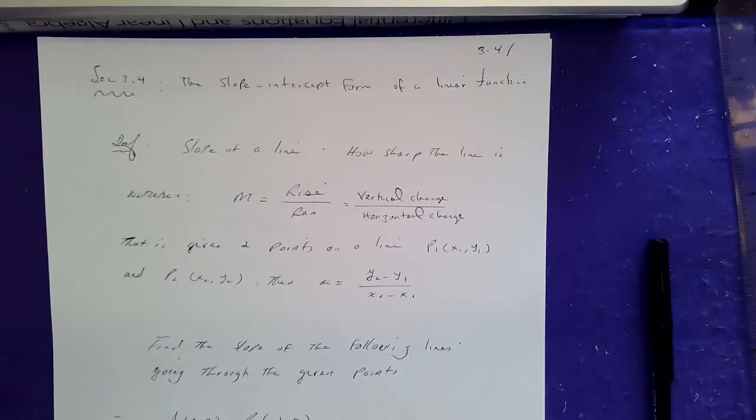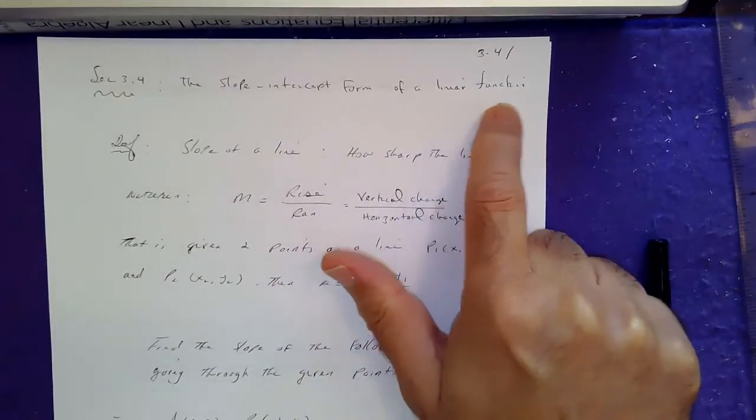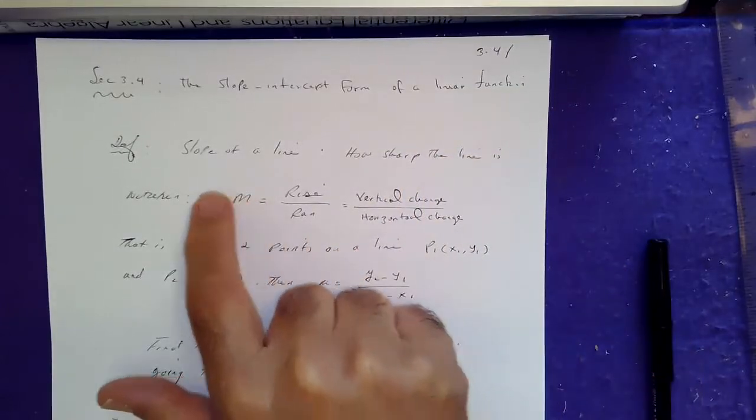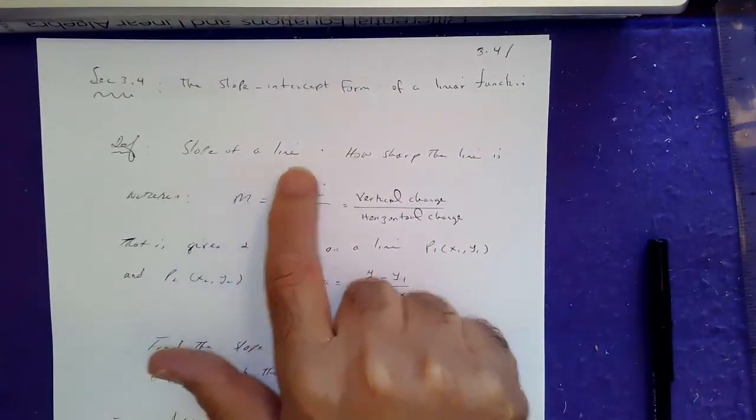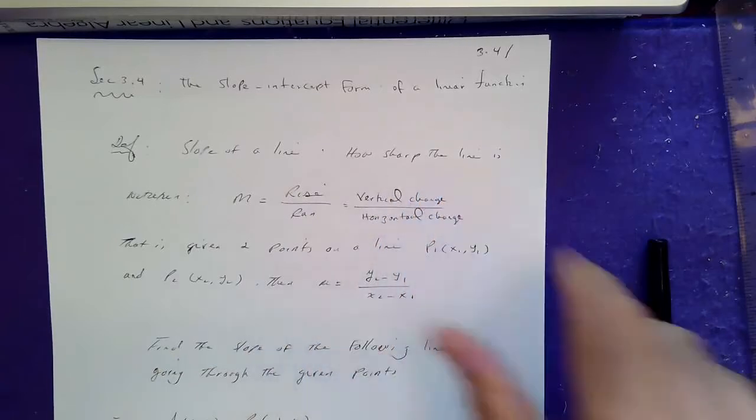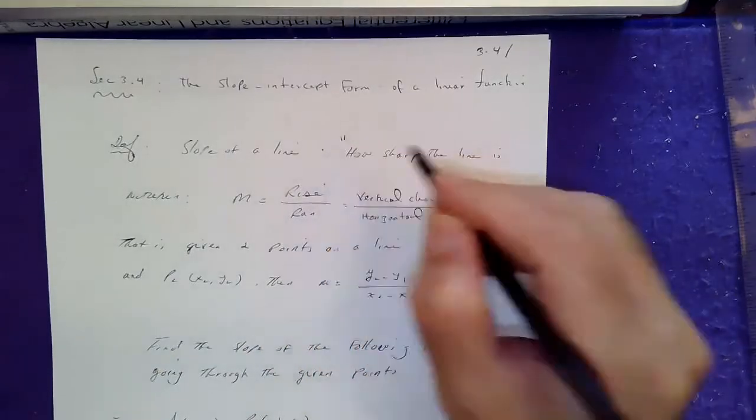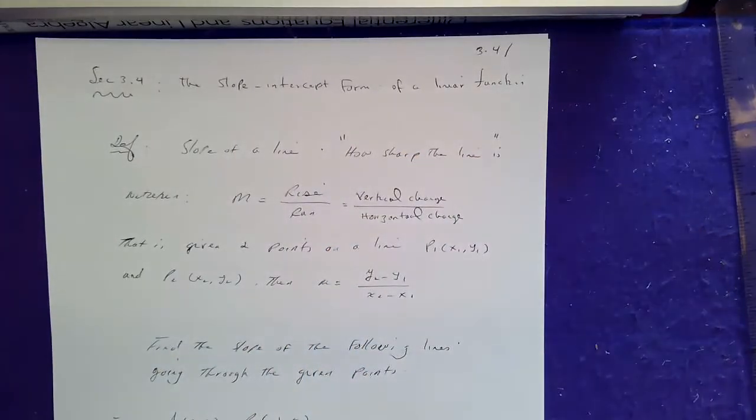Section 3.4, the slope-intercept form of a linear function. First of all, what's a slope? The slope of a line is like how sharp the line is. This is the layman's term for the definition of a slope. How sharp is it?